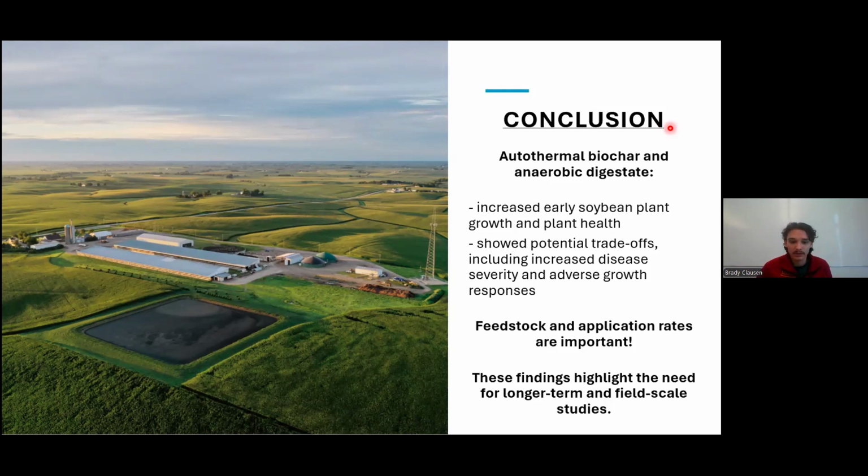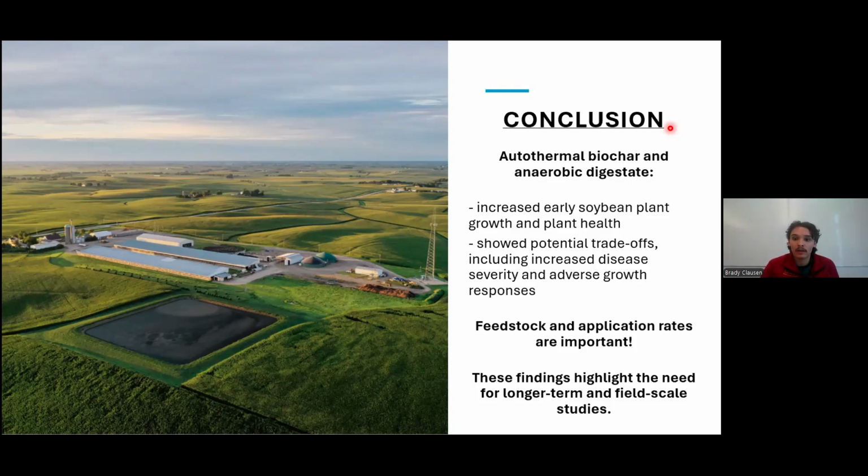And so I think to set this foundation and start the conversation about how we can integrate these plant disease management opportunities into an agricultural circular bioeconomy is both novel, but really exciting to me. And finally, I'll just conclude and say we found that autothermal biochar and anaerobic digestate increased early soybean plant growth and plant health. With that, though, we found associated trade-offs, including increased disease severity and adverse growth responses.